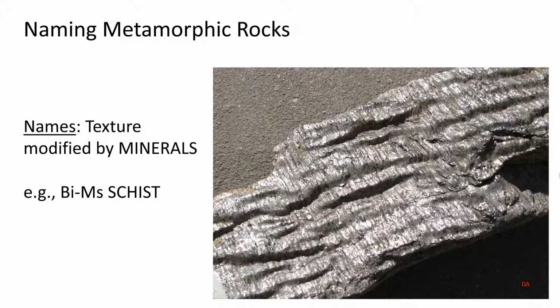Here are a few examples of naming metamorphic rocks. This is just to get you started, and we'll do a lot more of this as the course goes on. To name metamorphic rocks, we look at the texture modified by the minerals that are present. This rock, for example, is a schist that contains biotite and muscovite as the dominant minerals. Therefore, we would name this rock a biotite muscovite schist.